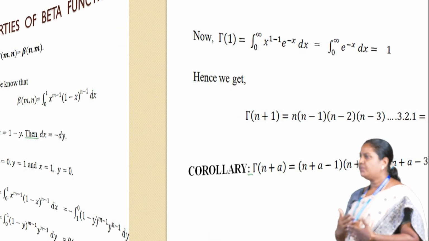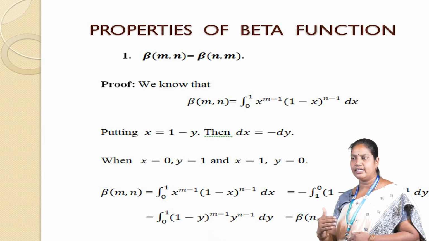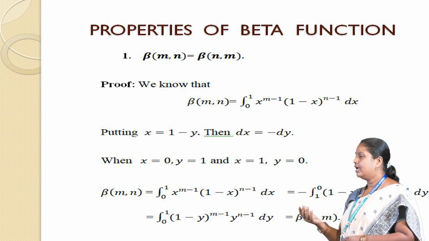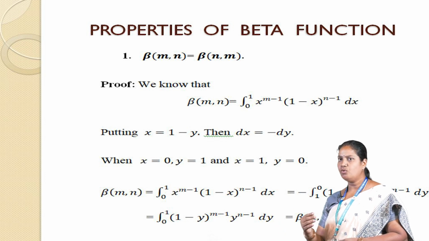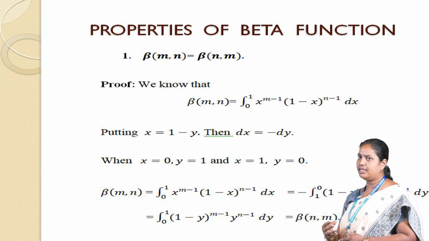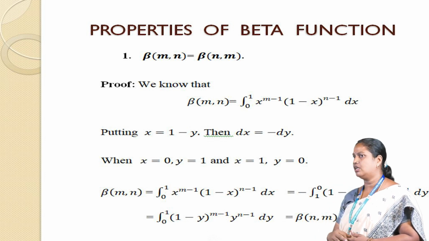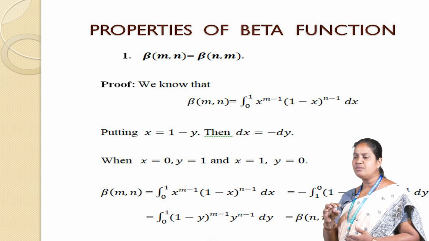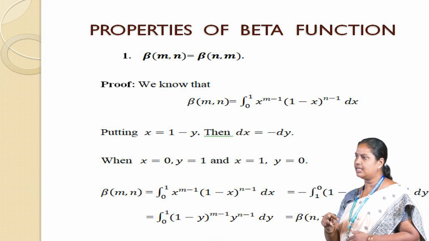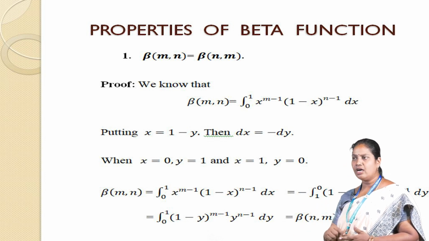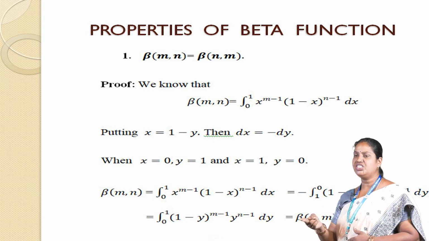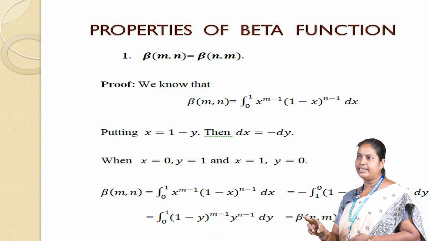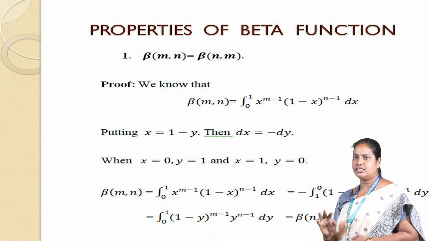Now we discussed the recurrence formula of the gamma function and its result, that is gamma of n plus 1 equal to n factorial. Now we are going to discuss the properties of the beta function. There are three properties of the beta function. The first one is that beta is a symmetric function with respect to the integers m and n. That means beta of m comma n is equal to beta of n comma m. That is, if we interchange the roles of m and n, the integral value does not change. So let us see the proof.